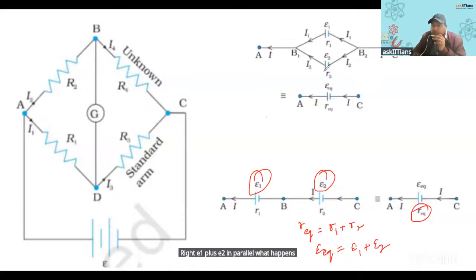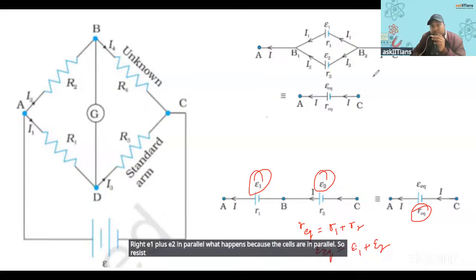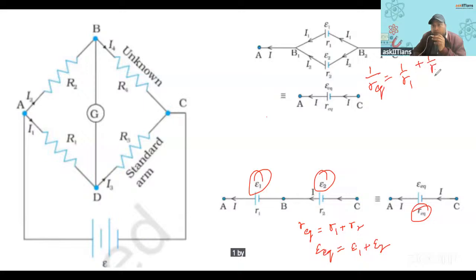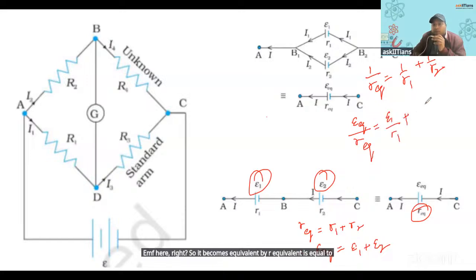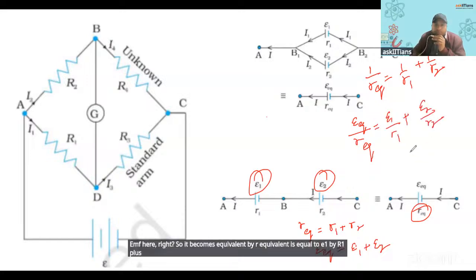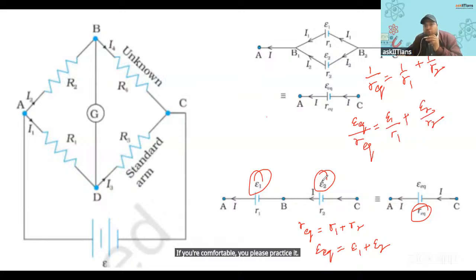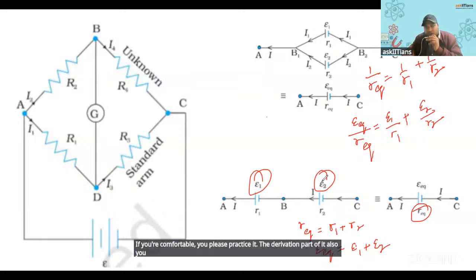In parallel, what happens? Because the cells are in parallel, the internal resistances are in parallel. So 1 by R equivalent will become 1 by R1 plus 1 by R2. What is the equivalent EMF here? It becomes E equivalent by R equivalent is equal to E1 by R1 plus E2 by R2. So how do we arrive at these formulae? If you're comfortable, please practice the derivation part also. If you're not comfortable, just remember the formula.